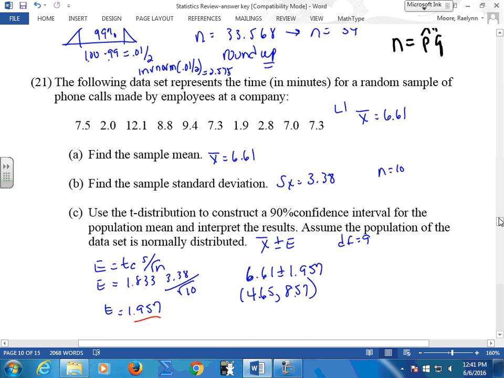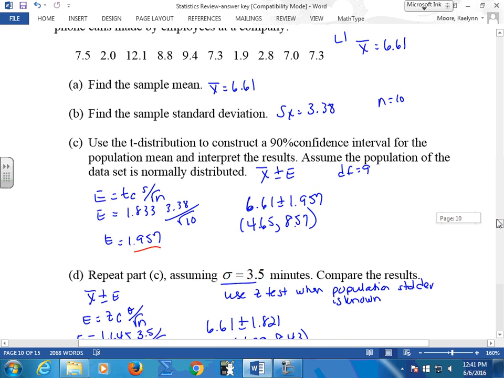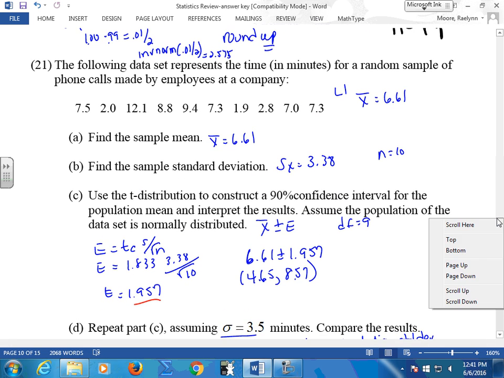21. I did tell you use the t-distribution. However, even if I didn't tell you that, you have a set of data. There's 10 pieces of data. It says find the sample mean. Find the sample standard deviation. Is there anywhere that I gave you the population standard deviation? No. So under your confidence interval formula sheet, you have one for z-scores, it's the population standard deviation.